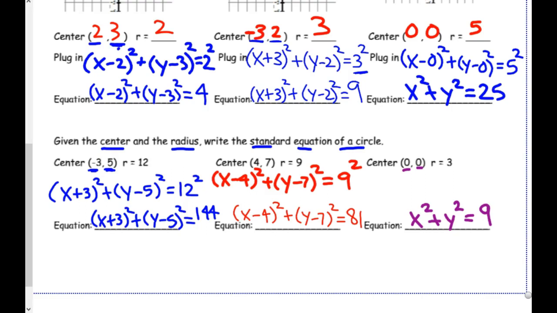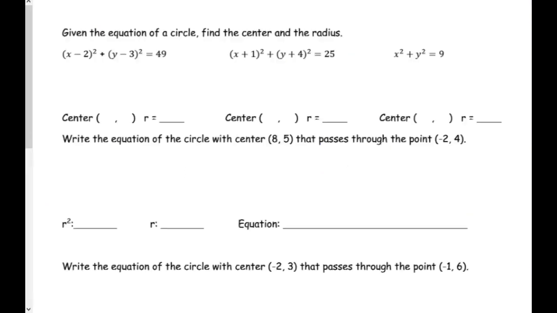All right, here we go. So now we're going to work backwards. Given the equation, can you give me the center and the radius? Okay. So let me emphasize this again. The center is opposite h and k, right? So I'm looking right here. I have a minus 2 and I have a minus 3.